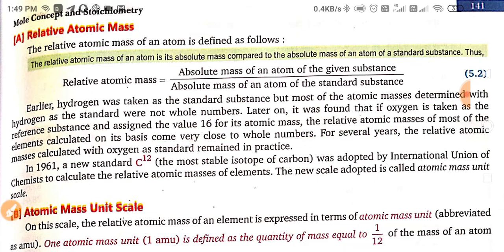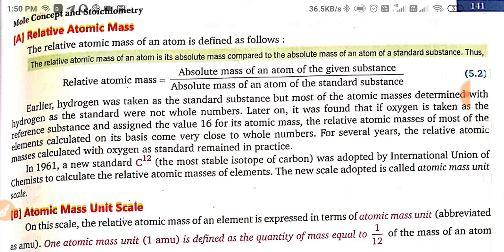Earlier, hydrogen was taken as the standard substance, but most of the atomic masses determined with hydrogen as the standard were not whole numbers. Later on, it was found that if oxygen is taken as the reference substance and assigned the value 16 for its atomic mass, the relative atomic masses of most of the elements calculated on its basis come very close to whole numbers. For several years, the relative atomic masses calculated with oxygen as standard remained in practice.